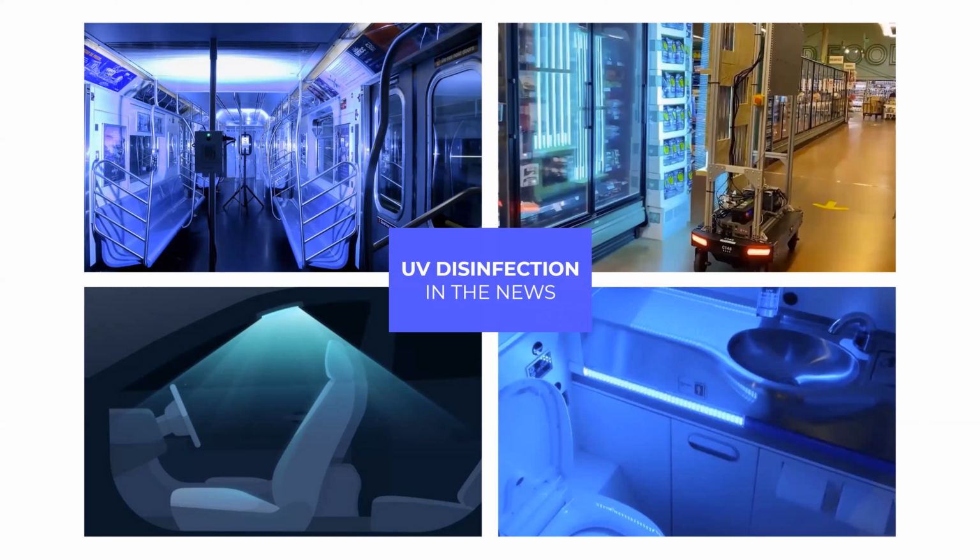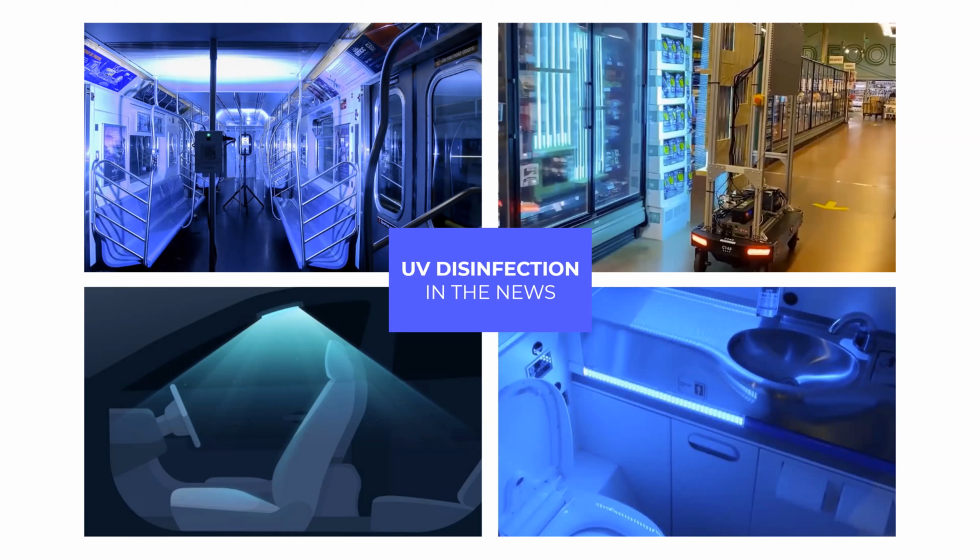So the top left, this is the New York MTA. It's a subway car in the New York City subway system using portable UV units to disinfect during non-operational hours. Top right, this is a UV robot being used in a Whole Foods Market store. Amazon is using it in select Whole Foods and in warehousing facilities for disinfection purposes.